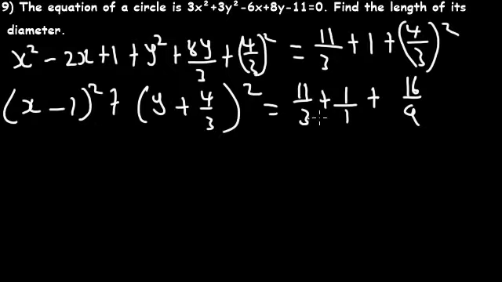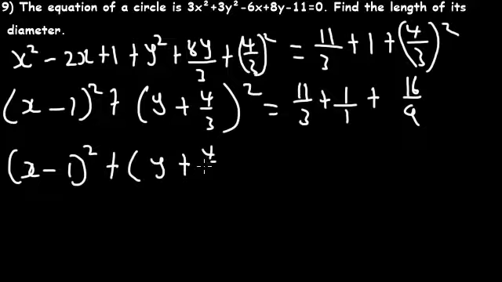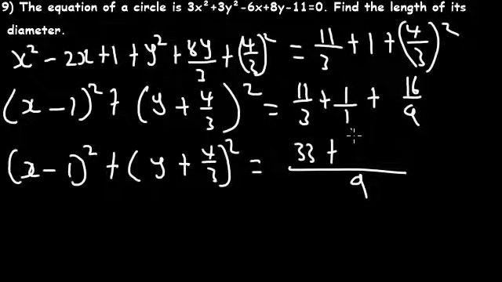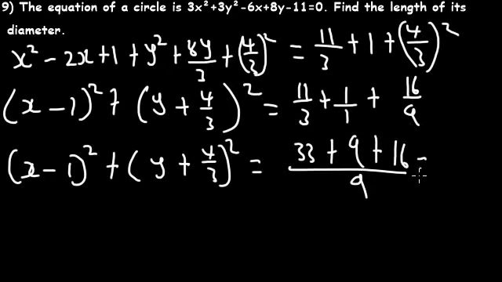So now let's just focus on this right hand side. We have x minus 1 all squared plus y plus 4 over 3 all squared equals to, so let the LCM be 9. 3 in 9 is 3 times 11 is 33, plus 1 in 9 is 9 times 1 is 9, plus 9 in 9 is 1 times 16 is 16. So we add that up: 33 plus 9 plus 16 gives us 58. So we have 58 over 9. Perfect.